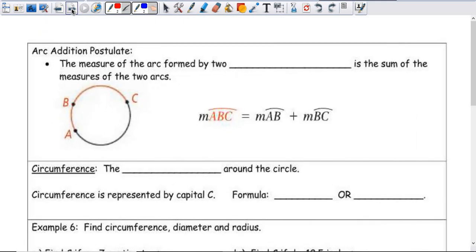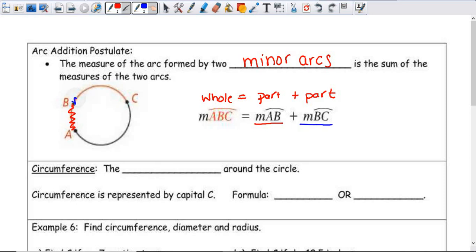All right, then we have the arc addition postulate, which is very similar to the segment addition or angle addition postulate that we know. Just part plus part is whole. The measure of the arc formed by two minor arcs is the sum of the measures of the two arcs. Part plus part equals whole. That's all this is. It took the measure of AB right here, and it added on the measure of BC right here to tell us that if we added those together, we would get the measure of arc ABC.